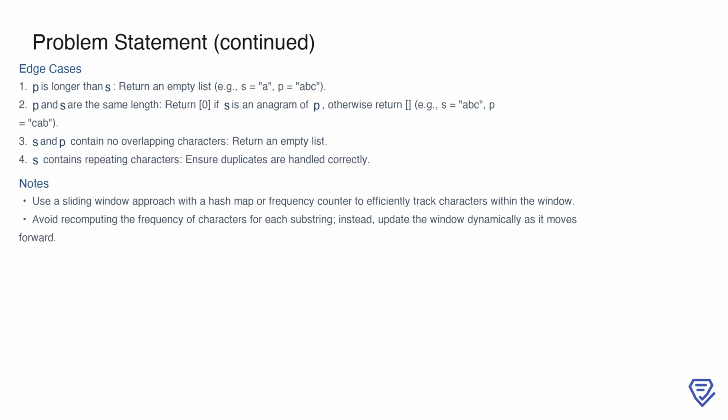To solve this efficiently, we can use a sliding window approach combined with a frequency counter. This method avoids recomputing the frequency of characters for each substring, instead dynamically updating the window as we move through S. This ensures the solution runs in linear time, O(n), making it suitable for the input size constraints.